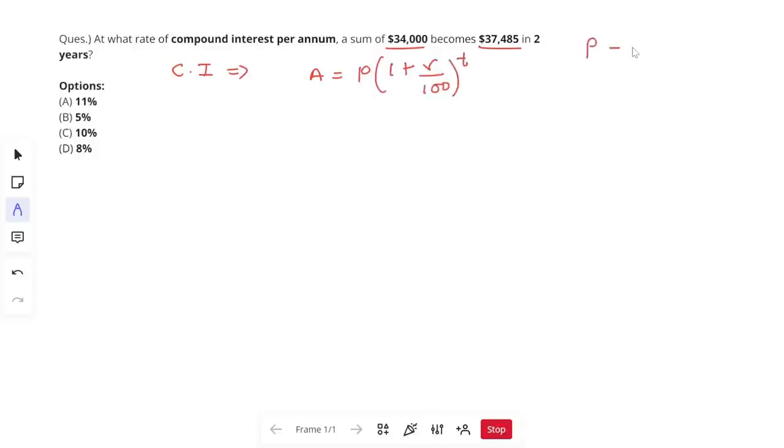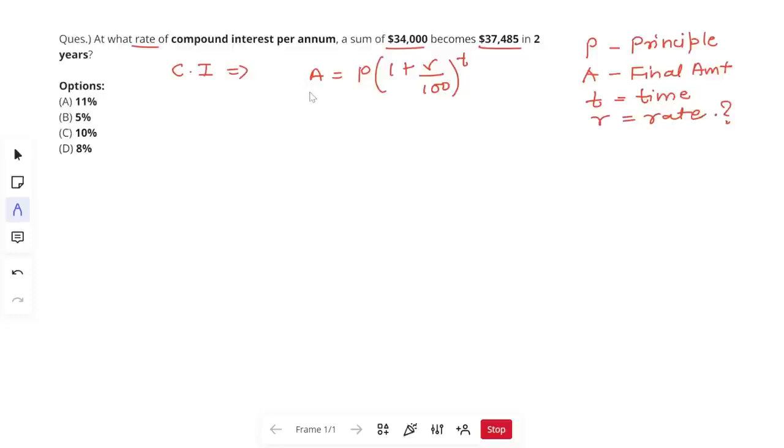Where P stands for principal, A stands for the final amount, T stands for time, and R stands for rate. What we are asked is, at what rate, which means we are asked for this value, and everything else is given to us. Let's start substituting the values that we have.